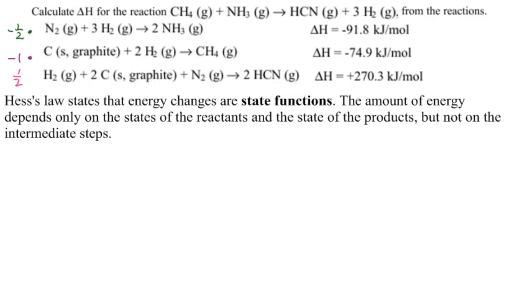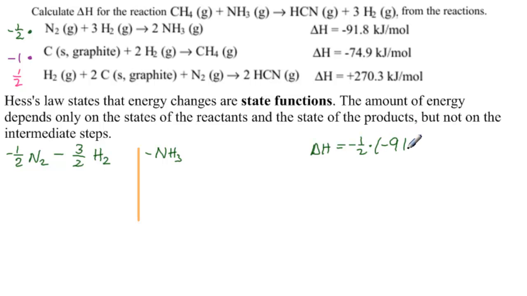We have, let's write these down, -1/2 and 2, -1/2 times 3, -3/2 H2, and on this side, let's draw a line, we have -1/2 times 2, so -NH3. So delta H of this reaction here is -1/2 times -91.8.